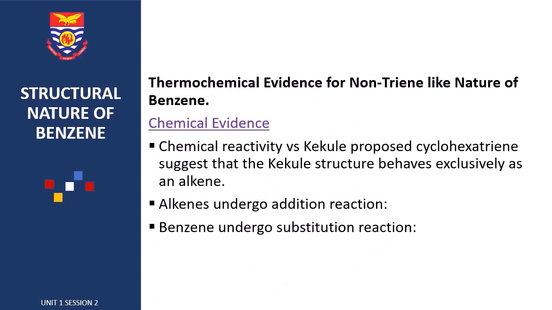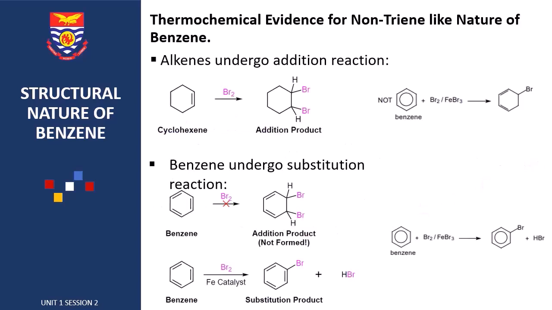The next evidence we'll be looking at is the chemical evidences. Now, the chemical reactivity of the structure proposed by Kekule, which is the cyclohexatriene, suggests that the Kekule structure behaves exclusively as an alkene. What it means is the kind of reactions alkenes undergo are not the same as the kind of reactions benzene undergoes, even though they seem to have a similar structure. Chemically, they are completely different.